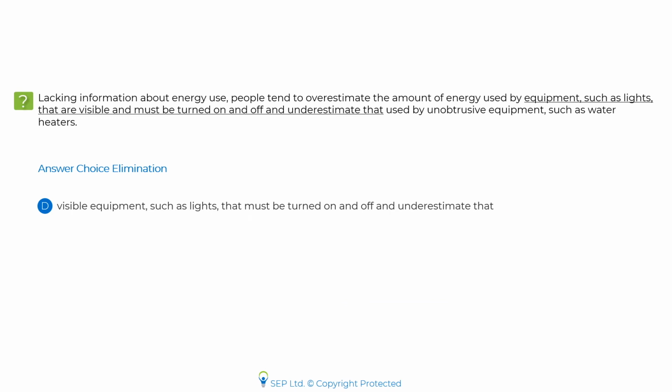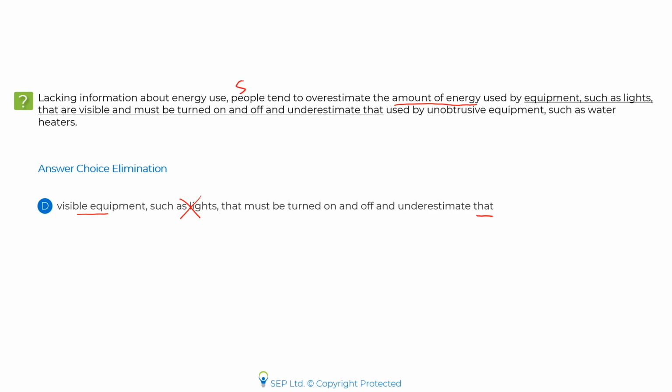Let's fit this into the original sentence. The amount of energy used by visible equipment. Aha! Now the use of "visible equipment" as compared to "equipment that is visible" is clearly more concise. And we do know that GMAT SC questions which are correct are more on the concise side. GMAT favors conciseness, so let's watch out for this. "Visible equipment that must be turned on and off, and underestimate that" here is referring to the amount of energy as discussed earlier. Okay, so this makes sense.